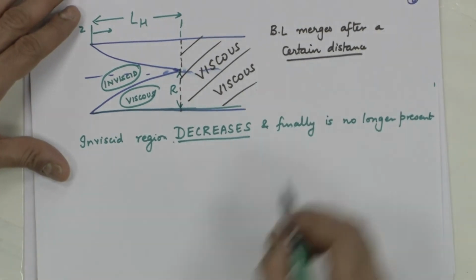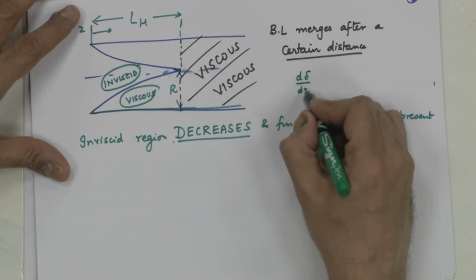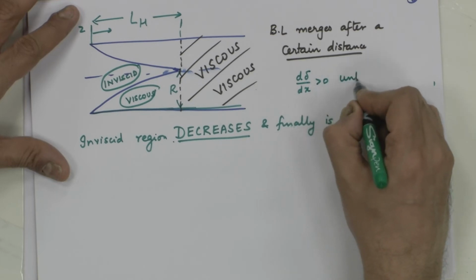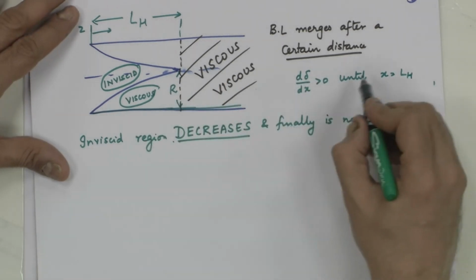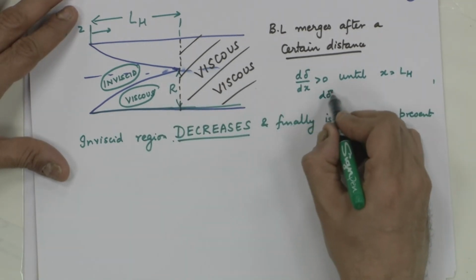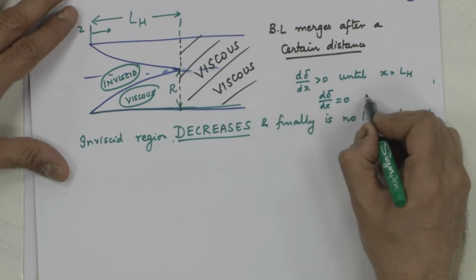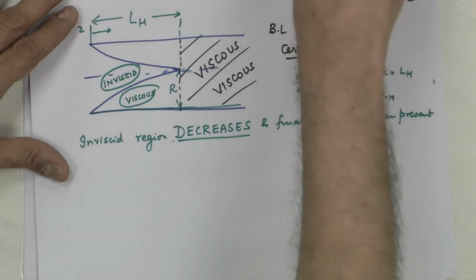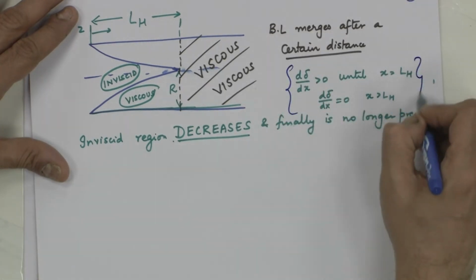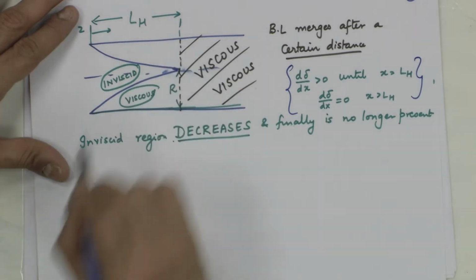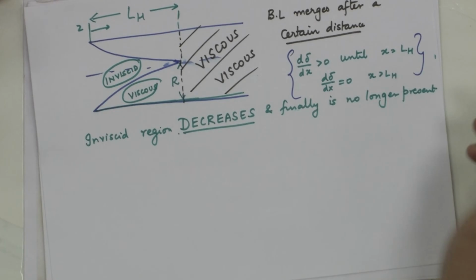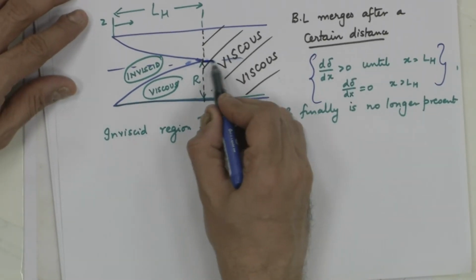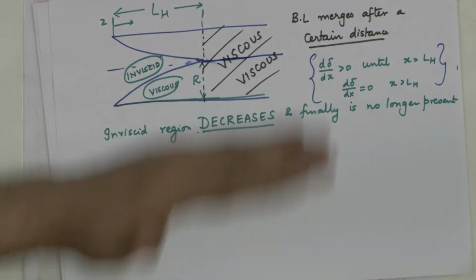What is the maximum height of the boundary layer? Radius. So, d delta by dx is greater than 0 until where? Until this point. d delta by dx equal to 0 for x greater than L subscript h. Everybody agrees with me mathematically? It is growing until L subscript h. Afterwards, there is no boundary layer, or you want to say the boundary layer is of constant thickness, the viscous forces are going to be present throughout.